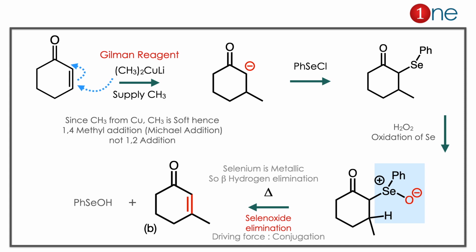Here you have to learn two important things. One is the Gilman reagent. The Gilman reagent is a very soft reagent because it is made from copper, so it always promotes the 1,4 addition, not the 1,2 addition. The 1,4 addition is technically called Michael addition. Then the elimination of selenium: selenium is considered a metal, and it always eliminates with the beta hydrogen, the nearby hydrogen. It leaves as phenylselenol.